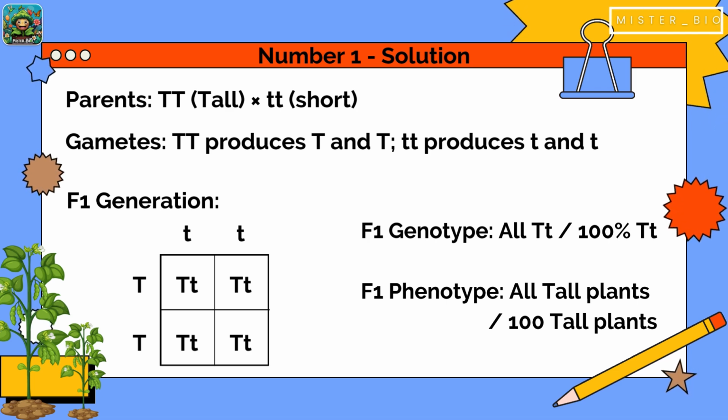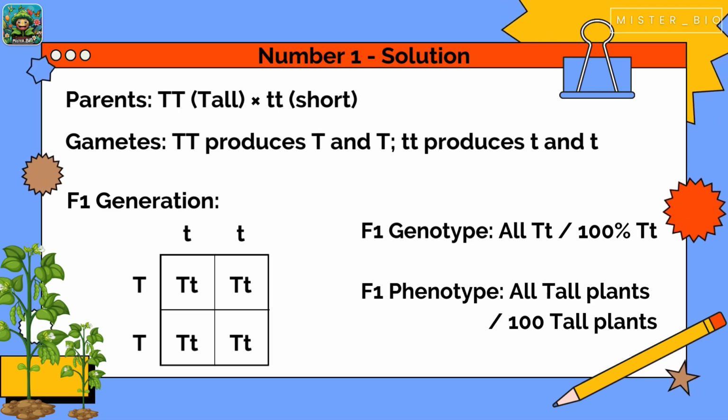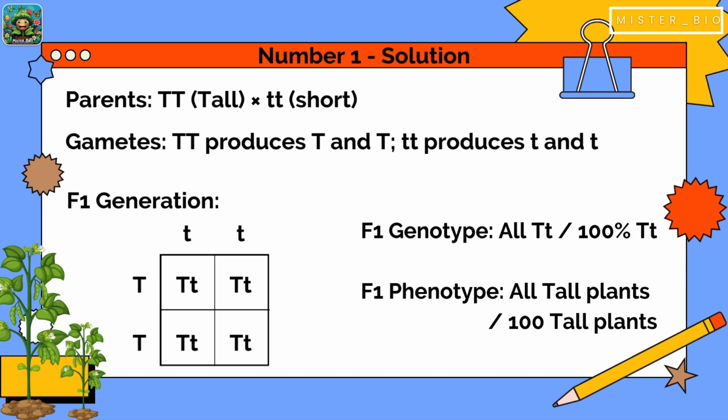all F1, or the first filial generation, offspring will have the heterozygous genotype, one uppercase T and one lowercase t. Since the uppercase T is dominant, all of the F1 plants will be tall. So the F1 generation is 100% heterozygous Tt for the genotype, while for the phenotype, it's all tall plants, or 100% tall plants.